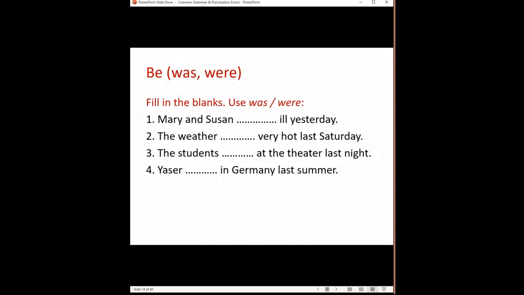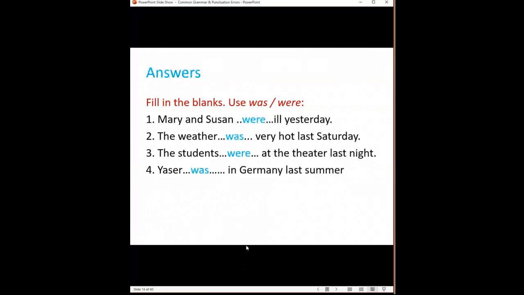Why do you say were? Mary and Susan were here yesterday. You choose were because it agrees with the subject, which consists of two. The weather, number two, was great. The students. So we should look at the subject to agree with the verb. Was is used with the singular and were is used with the plural.